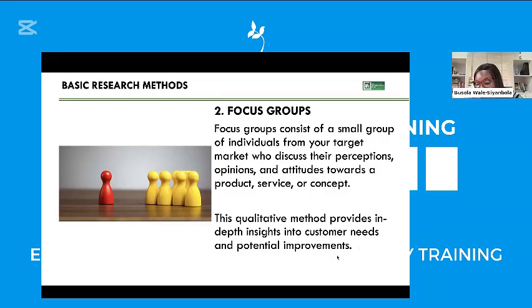So this qualitative method provides in-depth insights into customer needs and potential improvements. In fact, what some organizations, or some businesses, do is that they will give sample products to a focus group and give them a period of time to go and utilize, to test it, to try it, right? And then they will pull them in and discuss their opinions, their perception, their findings. So this is also another research method that can be leveraged.